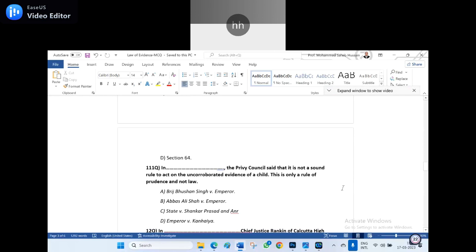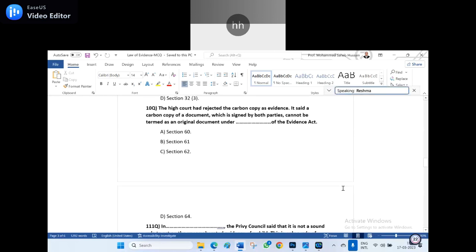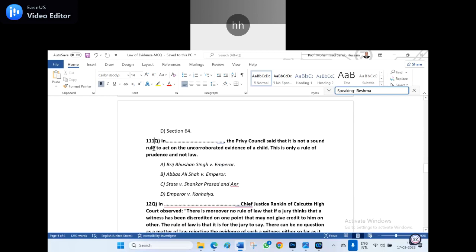Now let us go to the next question. It is the 11th question. One more I added. In dash, the Privy Council said that it is not a sound rule to act on the uncorroborated evidence of a child. This is only a rule of prudence and not law. It is decided in A. Bhushan Singh versus Emperor. B. Abbas Ali Shah versus Emperor. C. State versus Shankar Prasad and another. D. Emperor versus Kanhaiya.